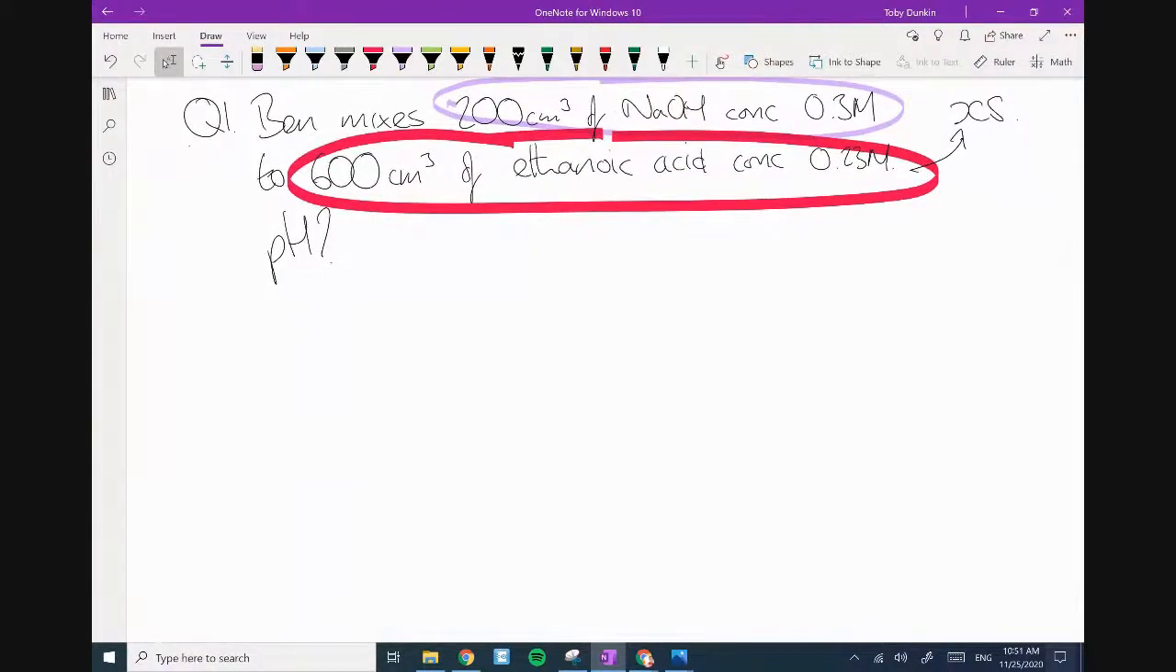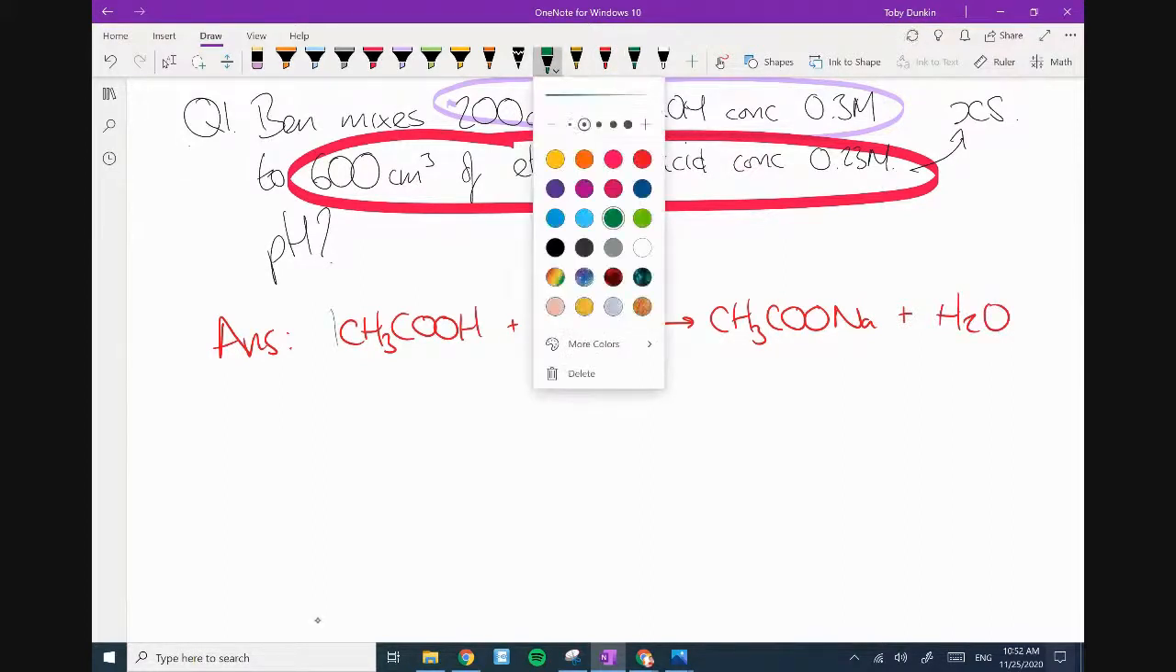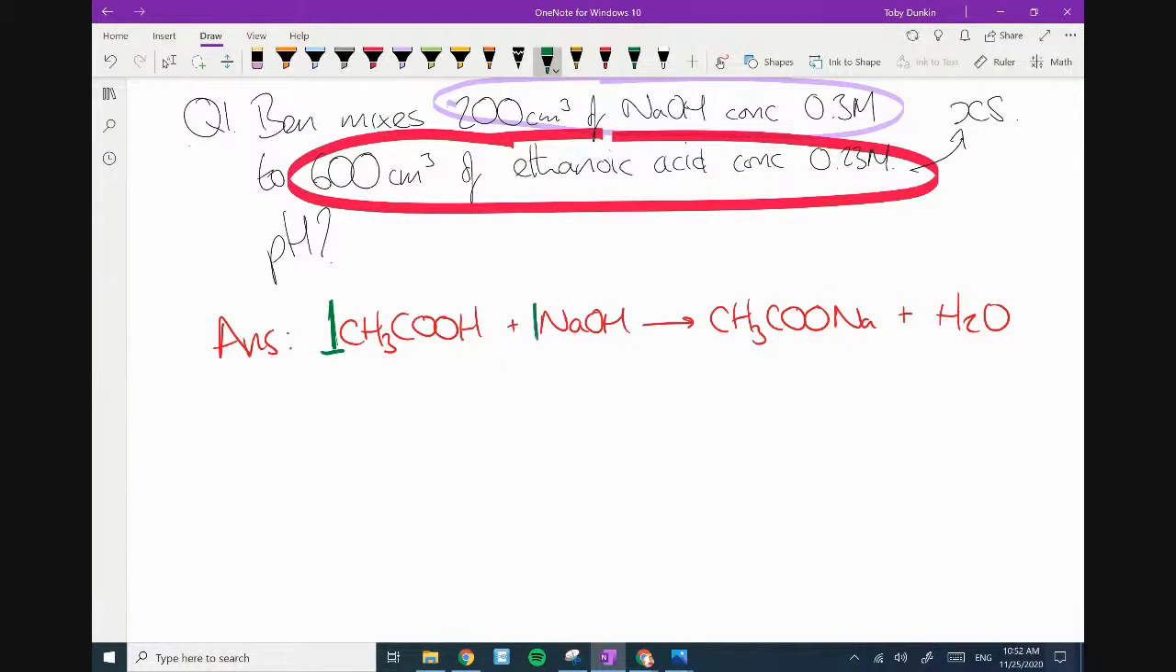So everyone can run it. Everyone's probably already working on it. Let's now run the answer. First thing I'm going to do is write down an equation, because I think it's worthwhile, just to check whether or not it's a 1-to-1. And it is. This is good. Sodium ethanoate plus water. The equation is a 1-to-1 in regards to the weak acid and the base.